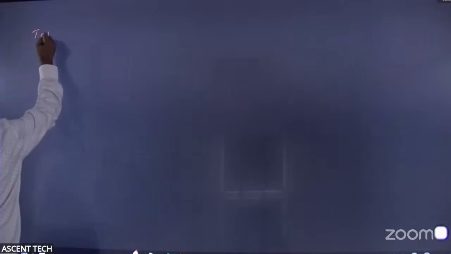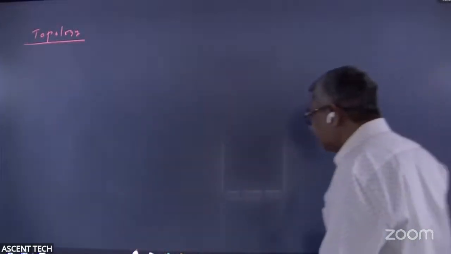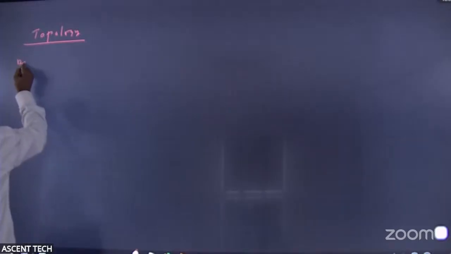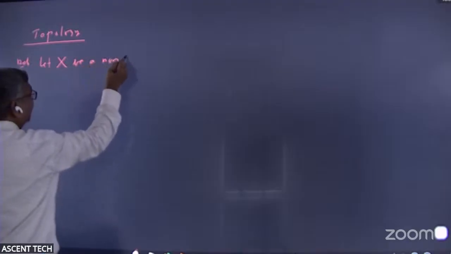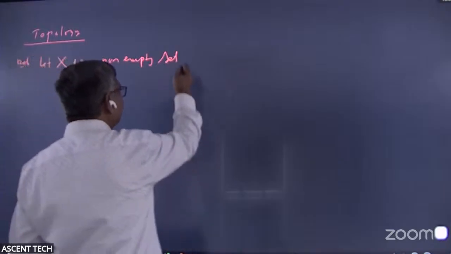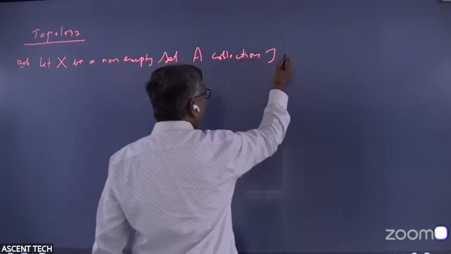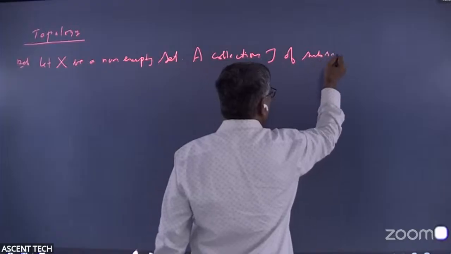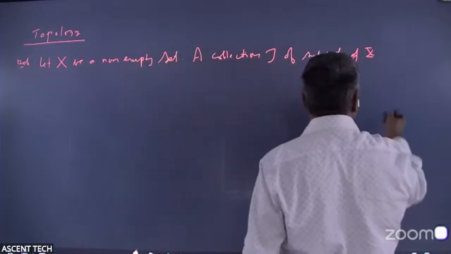Okay, we are going to start topology. Formal definitions of topology and so on. Okay. Let's start with the formal definition. Let X be a non-empty set. Okay. A collection T of subsets of X is called a topology on X.